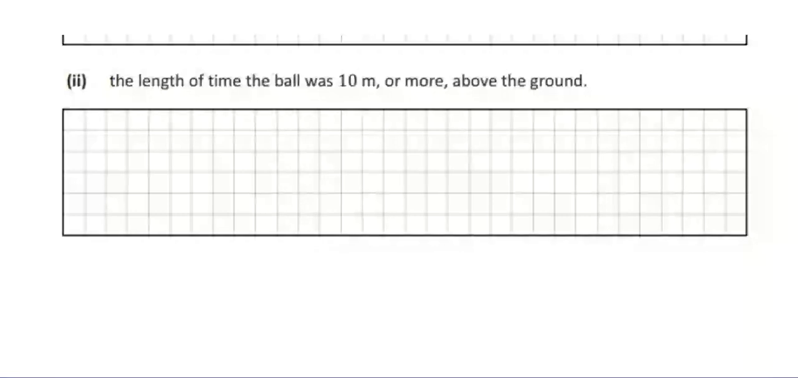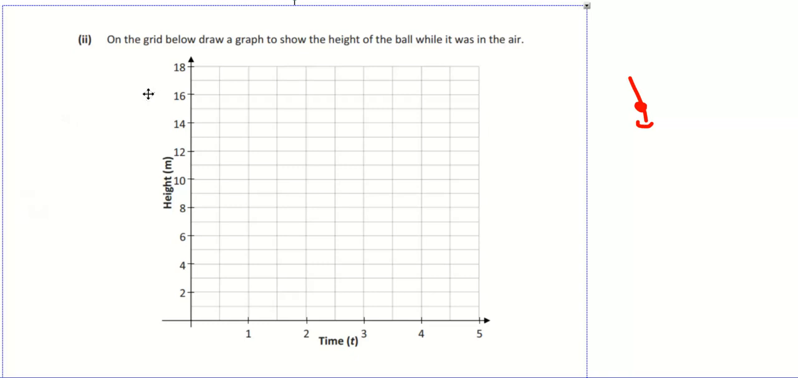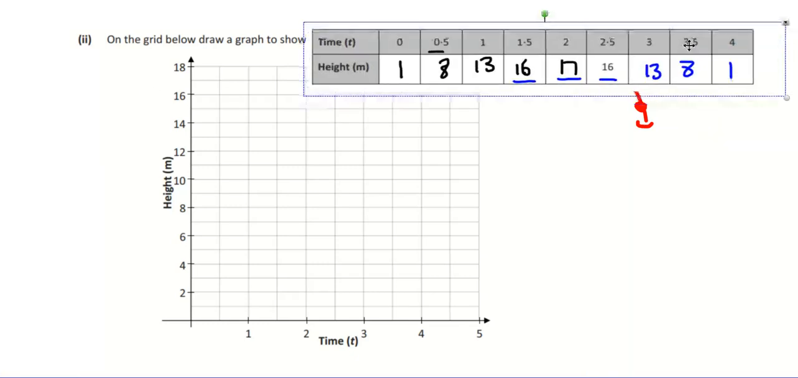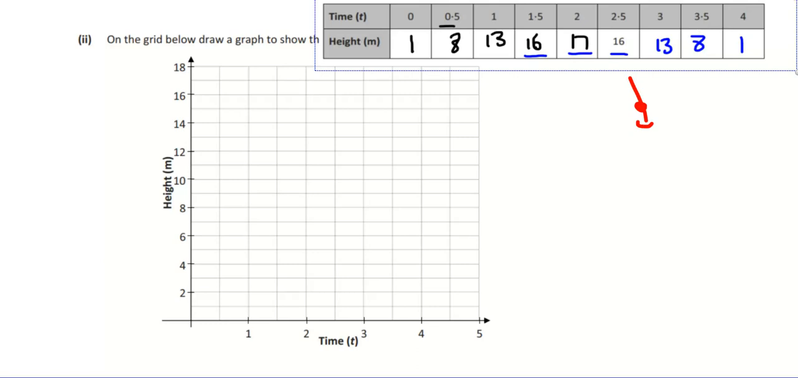Bring it across. There it is. Okay, and I am going to have this here, ready to go. All right, let's draw this graph. 0, 1. Here we go.